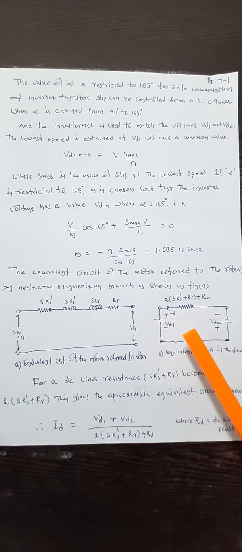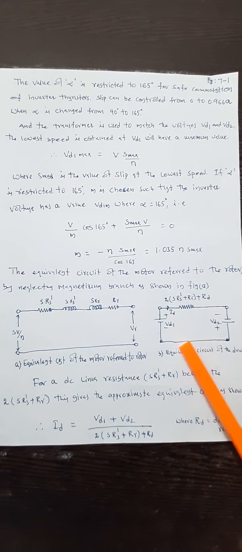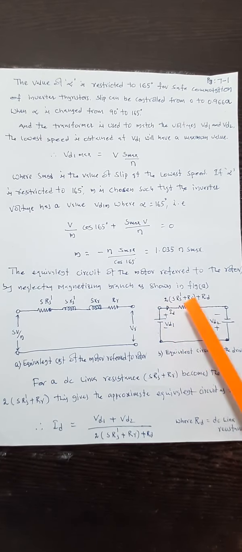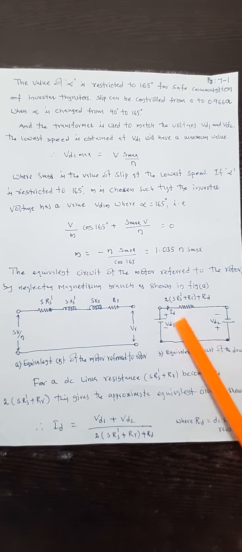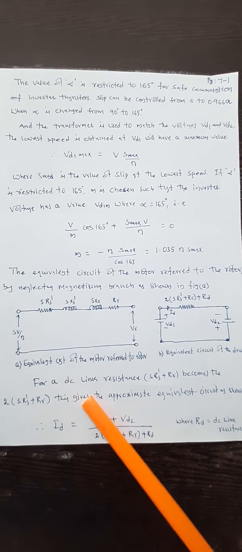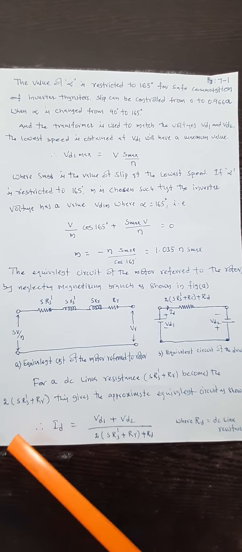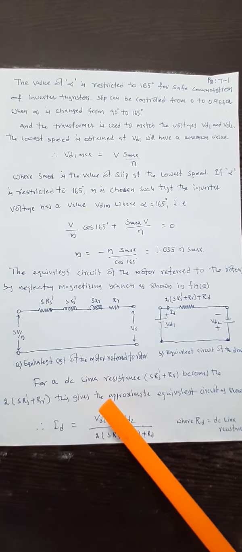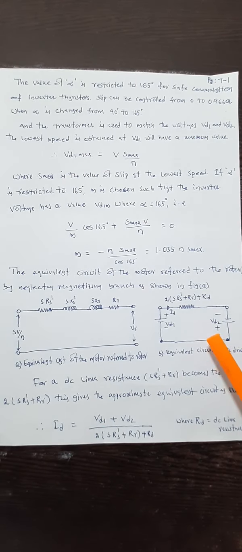considering the resistance term only. So that DC link in between ED1 and ED2, it has a DC link. So there are in the DC link two wires. This is the one wire, and this is the another wire. So the resistance becomes double. That is, see here, for a DC link resistance, S RS dash plus RR becomes 2 into SRS dash plus RR. This gives the approximate equivalent circuit as shown in figure B, so two wires are considered.